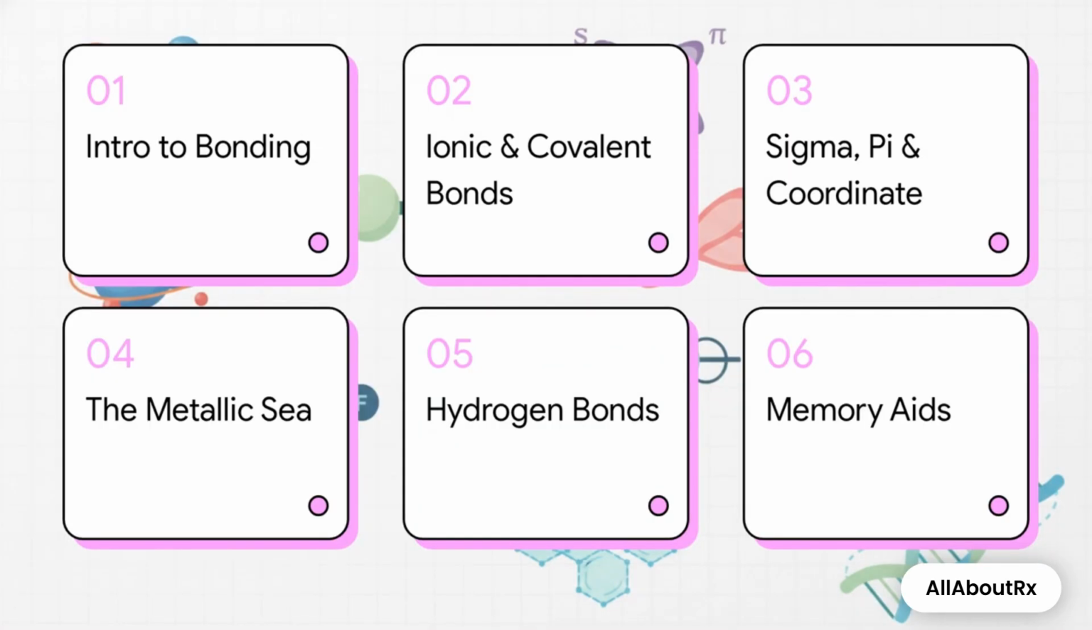Here's our roadmap for this explainer. We'll jump from an intro to bonding, straight into ionic and covalent bonds, check out sigma, pi, and coordinate structures, swim in the metallic sea, tackle hydrogen bonds, and wrap up with some absolute must-know memory aids.